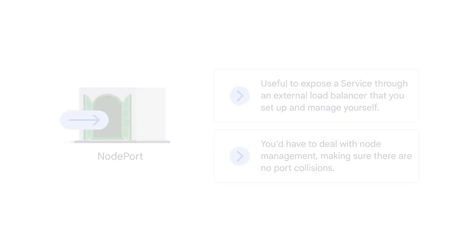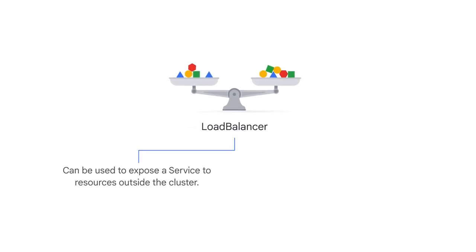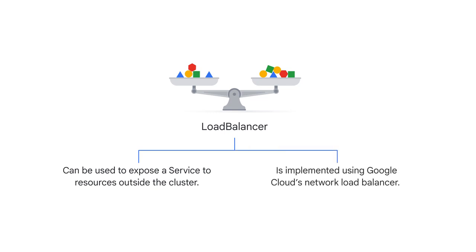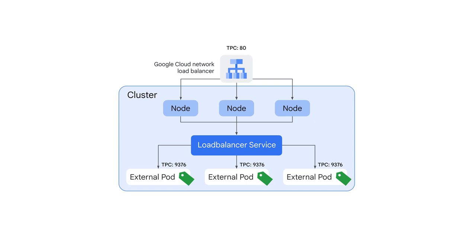And finally, there is the load balancer service, which also builds on the cluster IP service and can be used to expose a service to resources outside the cluster. With GKE, the load balancer service is implemented using Google Cloud's Network Load Balancer. When a load balancer service is created, GKE automatically provisions a Google Cloud Network Load Balancer for inbound access to the services from outside the cluster.